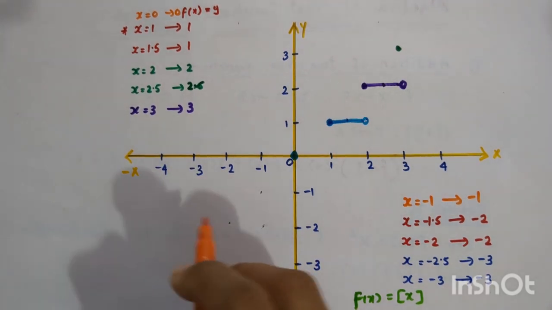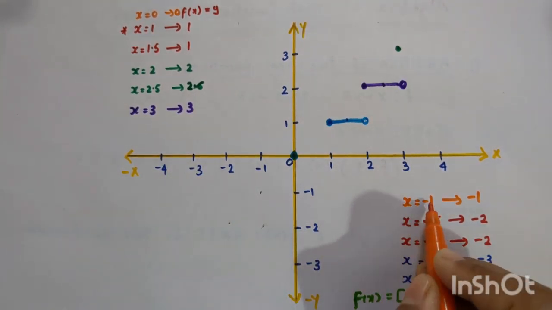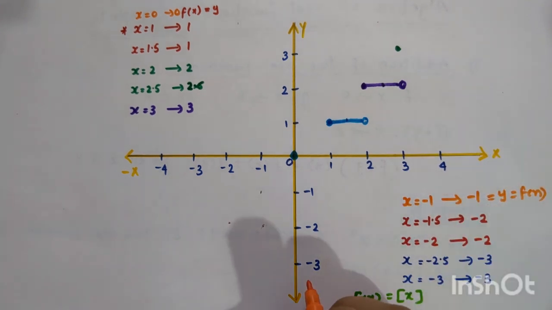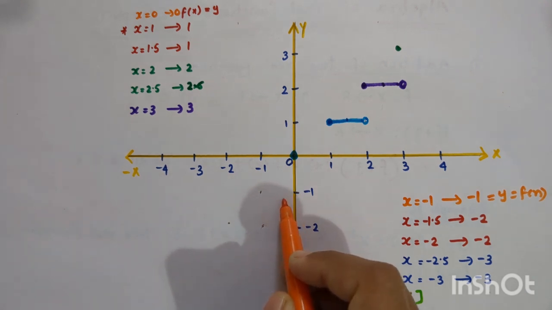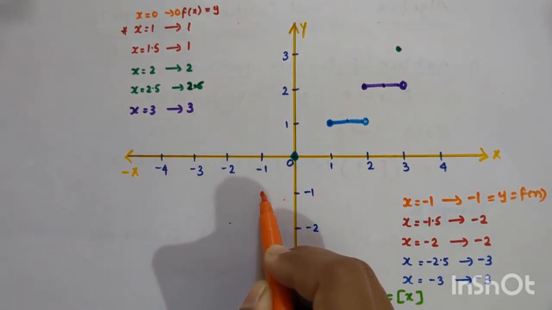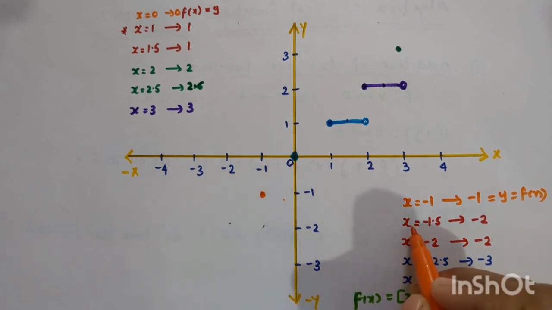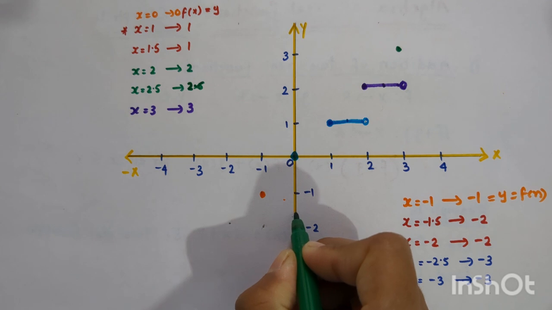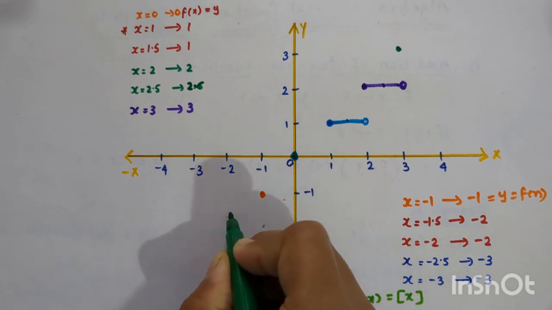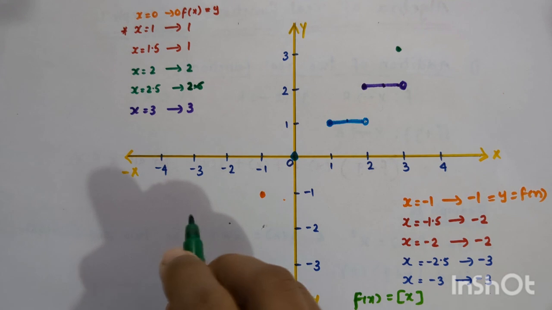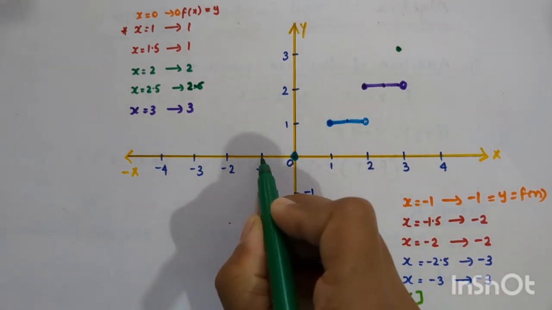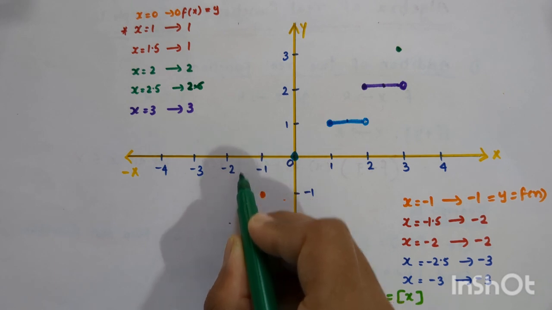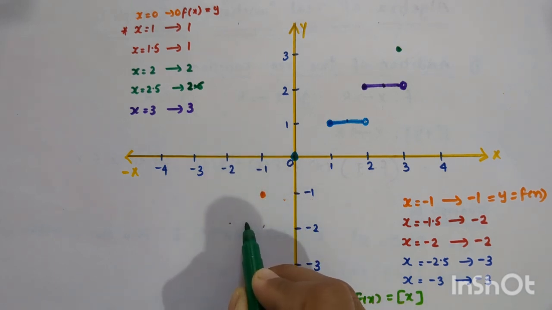Similarly, when you consider the negative values of x, x is equal to minus 1, y value, that is f of x, is minus 1. So we will get a point here. When x is equal to minus 1.5, y value is minus 2. So minus 1.5 means somewhere here, y value will be minus 2. Sorry, this is x, no, this is y. So when x is equal to minus 1.5, somewhere here, y value will be minus 2. So minus 2, we will get a point here.